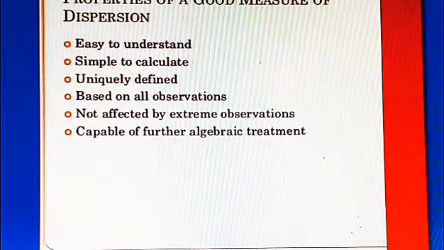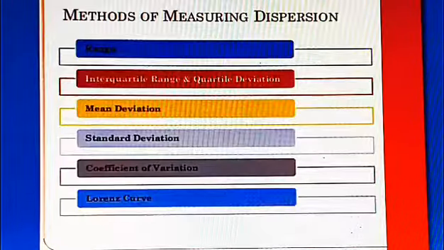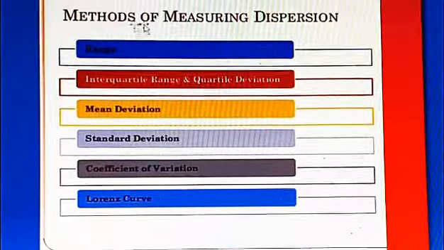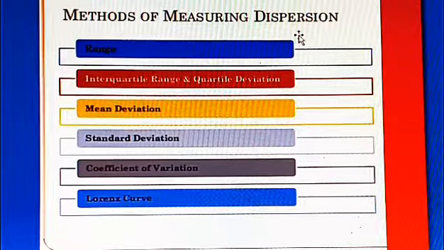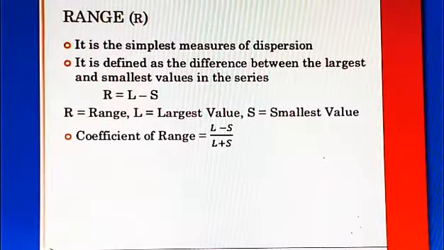The properties are these: it is very easy to understand and easy to calculate. All these are good properties of measures of dispersion. We discussed this earlier in the video, the different methods of measuring dispersion. We have range, standard deviation, quartile deviation, mean deviation, and CV, that is coefficient of variation. All these are methods of measuring dispersion.